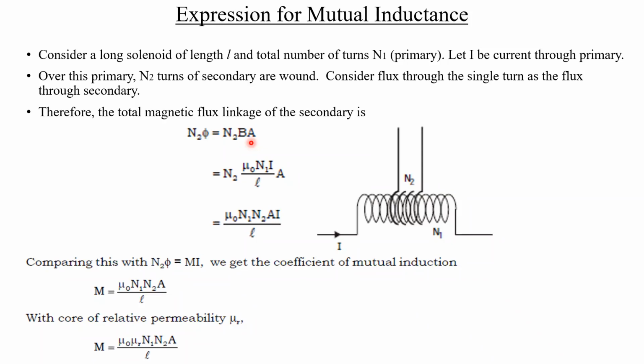We know N2 phi is M I. So if I compare the above two equations, N2 phi equal to M I and N2 phi equal to mu0 N1 N2 A I by L, I will get M as mu0 N1 N2 A by L. If the permeability is mu r, then it is mu0 mu r N square A by L. Over to you, Hari Nandana Rani.